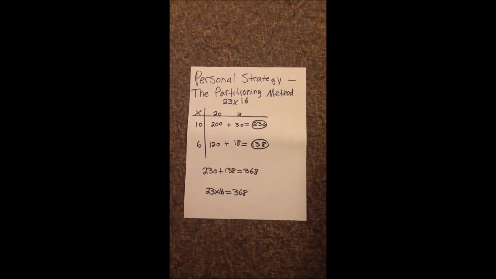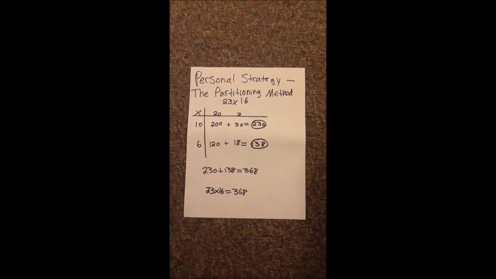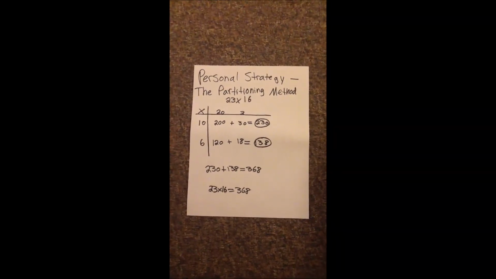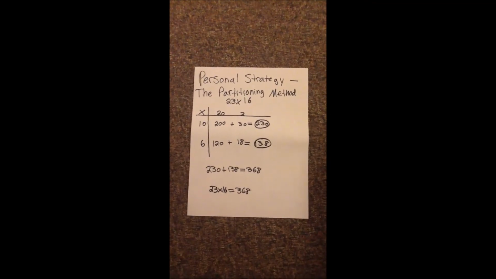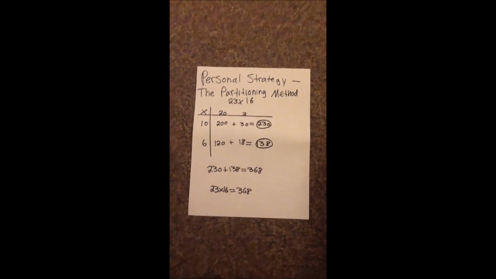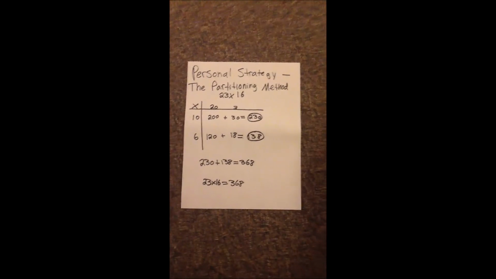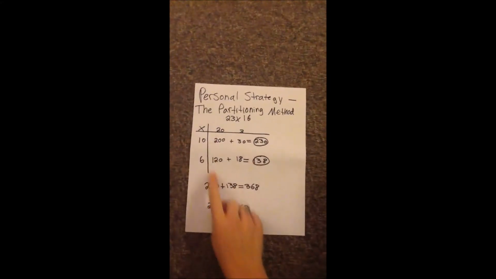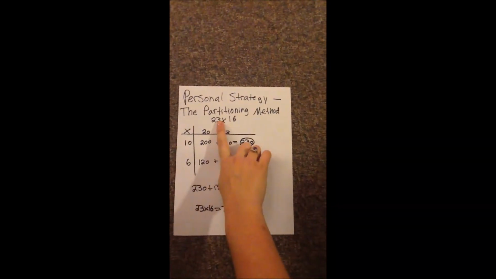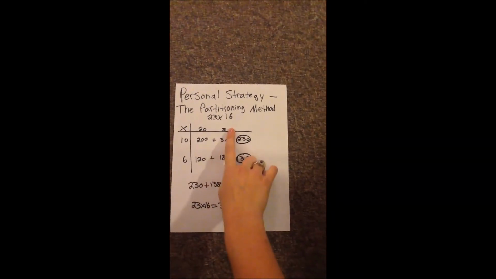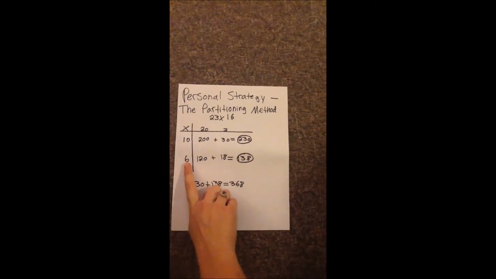The personal strategy that I chose is the partitioning method, also known as the grid method. This method works by breaking apart two larger numbers into smaller numbers, effectively making the equation easier for students to solve. This strategy works as follows. You draw two lines with a multiplication symbol in the corner. 23 is divided up into 20 and 3, and 16 is divided up into 10 and 6.